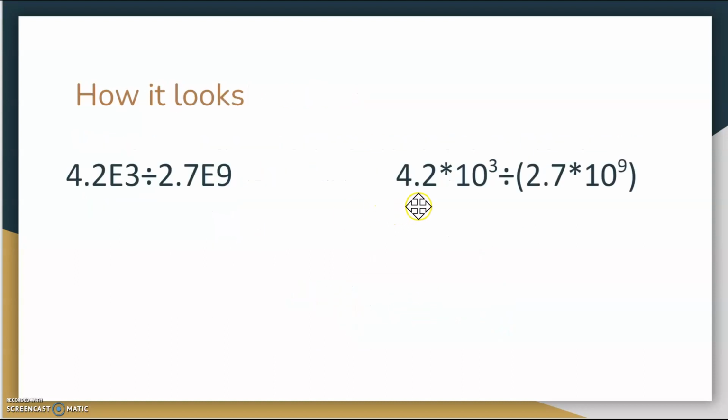So I would put 4.2, and then I would hit the times 10 to the nth button and put in a 3, and then hit divided by parentheses 2.7, and then I'd hit the times 10 to the nth button and then plug in the number 9 and then put parentheses and then put the equal sign. So go ahead and try that. If you have the EE button, do this. If you don't have the EE button, make sure you put the second one in parentheses.